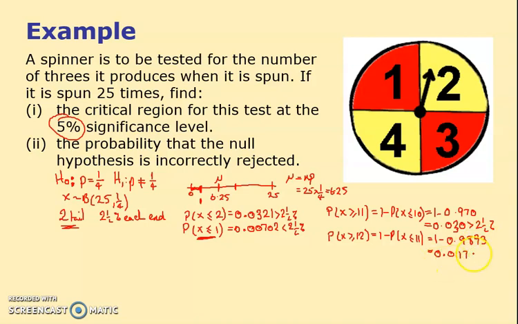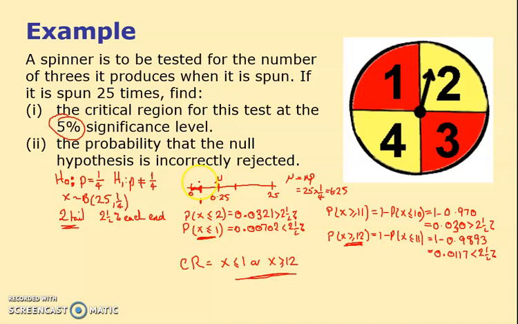117. Now this is definitely less than 2.5%. So again, this is the magic number. So my critical region is x is less than or equal to 1 or x is greater than or equal to 12 from here. And what's the probability? It says that the null hypothesis is incorrectly rejected.